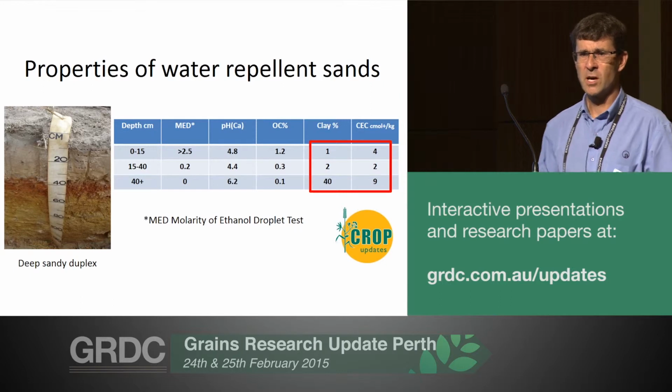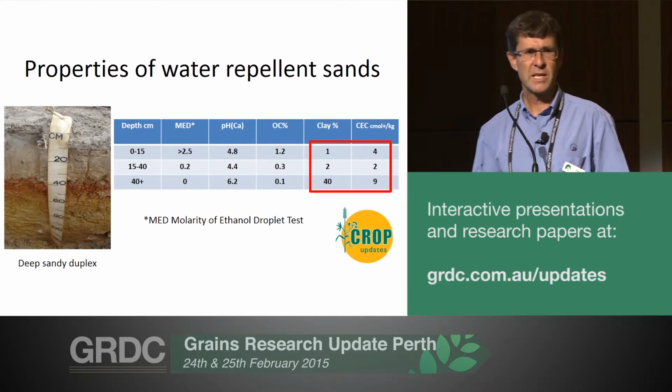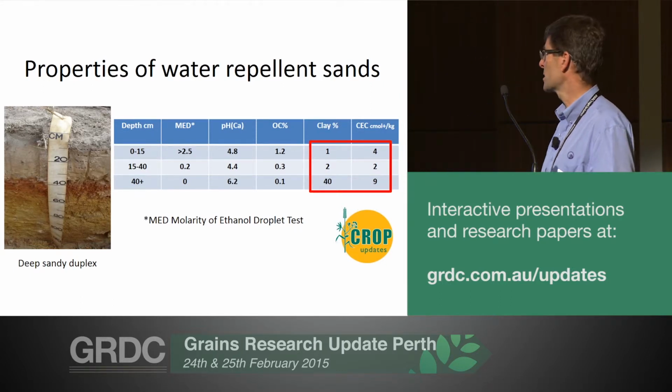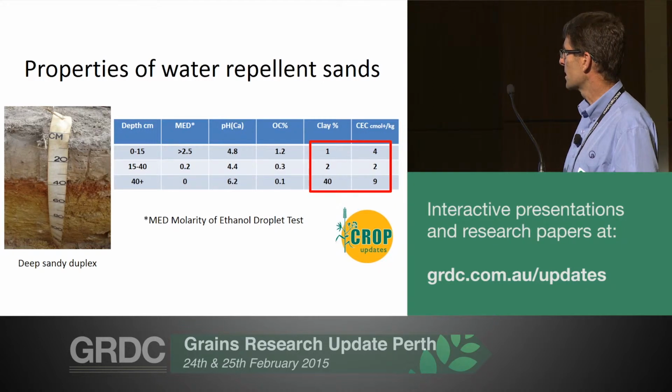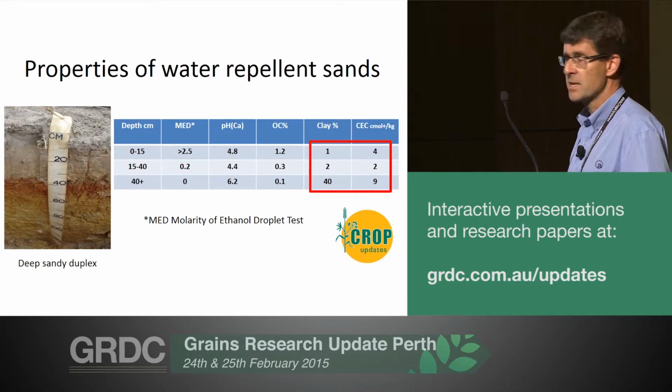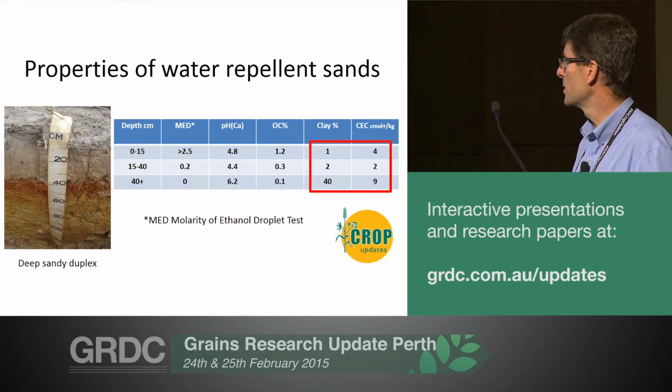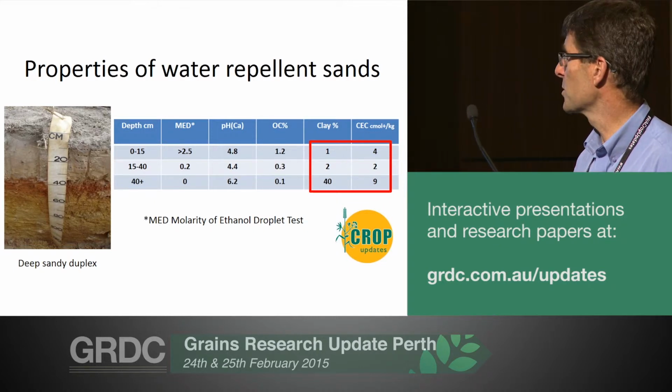As a consequence of the low clay and also low organic carbon levels in these soils, we've also got low nutrient retention. And we measure the nutrient retention by the cation exchange capacity. So we're down about 4 here, but once we get into the clays, it comes up to about 9 or 10, which is double what we see in the top soils.